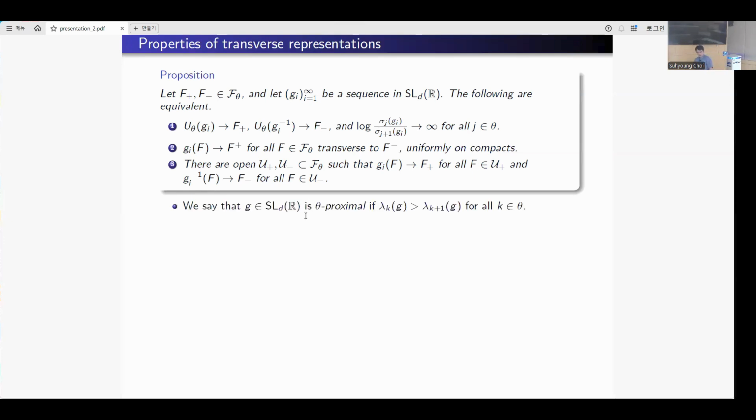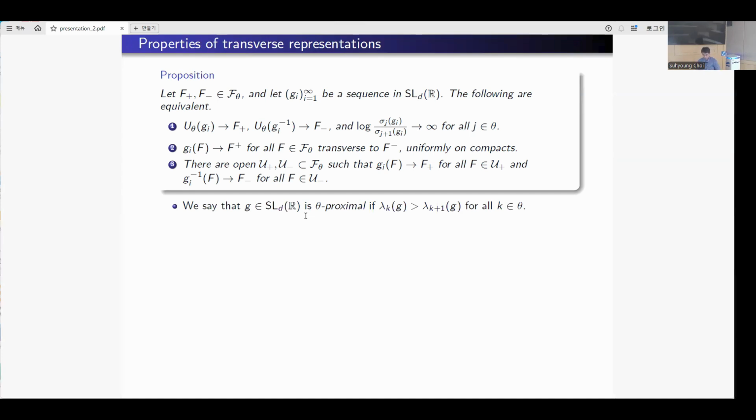Before I state the properties that I want to deduce from this proposition, I need some terminology. I say that an element g in SL_d(R) is θ-proximal if the k-th eigenvalue of g is strictly larger than the (k+1)-th eigenvalue of g. I did not write down what λ_k(g) is: every time you have a g, I let λ_1(g) to λ_d(g) denote the absolute values of the generalized eigenvalues of g. I'm not assuming that g is diagonalizable. The eigenvalues can be complex; I just want to see how big they are.